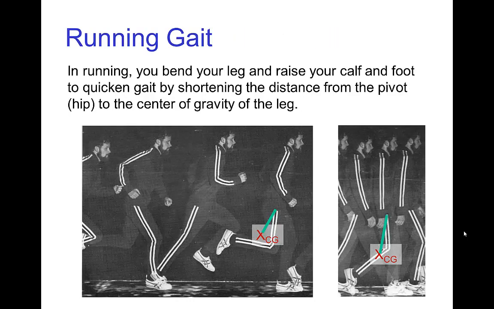This is also part of the reason that in running, the swinging leg, since you want to swing it as quickly as possible, you tend to pick up the leg in order to essentially shorten the length of the pendulum. So picking up the leg brings the center of gravity closer to the pivot point, the hip, and thus it has a quicker natural swinging period.